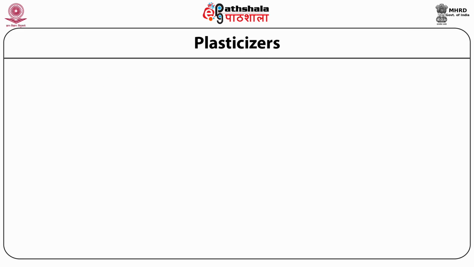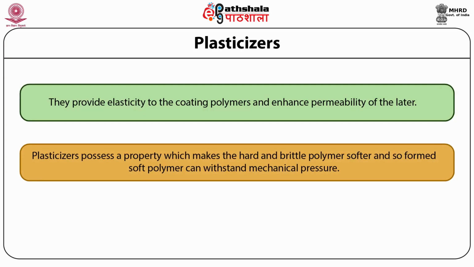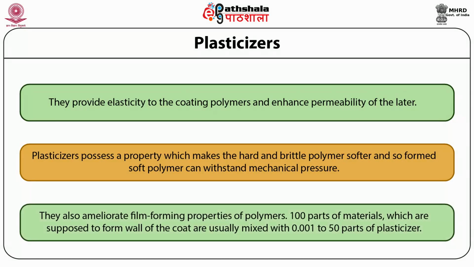Now plasticizer, this is also a very important component. It provides elasticity to the coating polymer and enhances permeability to water. So the plasticizer modulates or decreases the rigidity of the coating polymer. A plasticizer makes a hard and brittle polymer softer, as I told you already, and the soft polymer can withstand mechanical pressure. It also improves the film forming property of the polymer.